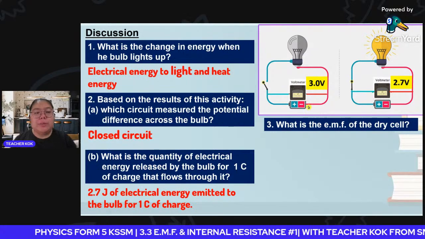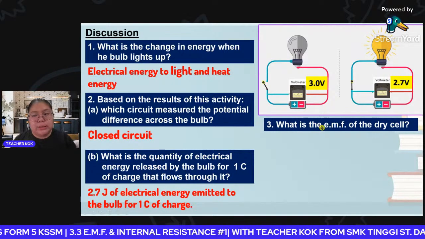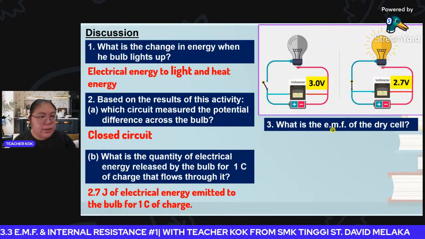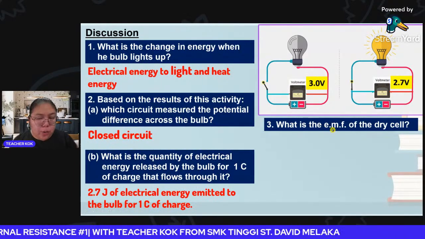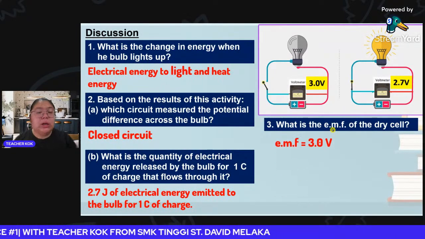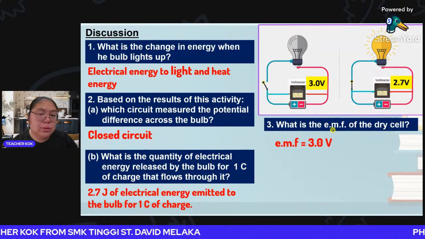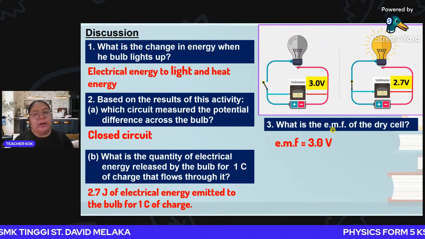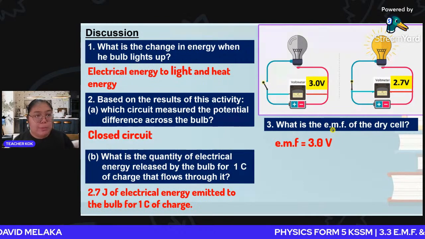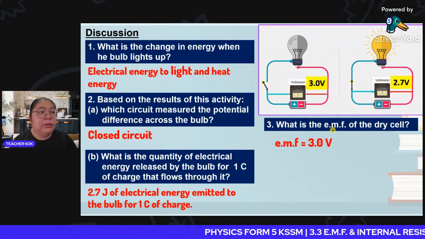Okay, from here, number 3, what is the EMF of the dry cell? I think everybody knows the EMF is 3 volt. So from this diagram, hopefully you understand what is the EMF and what is the potential difference.